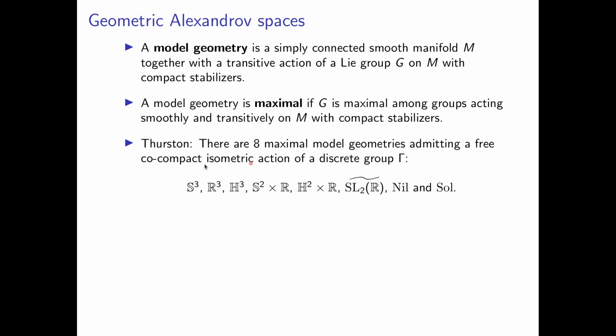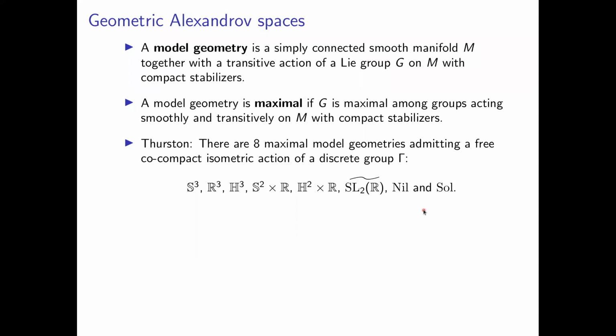Co-compact just means that the quotient is compact, and the action is free, so you get a manifold. And these are the 8 geometries. You have S3, R3, hyperbolic geometry, and you have these product geometries. And then you have the universal covers of SO2R, Nil, and Sol. It's not really important for the purpose of the talk that you know what these are. It's just important to know that there are 8.